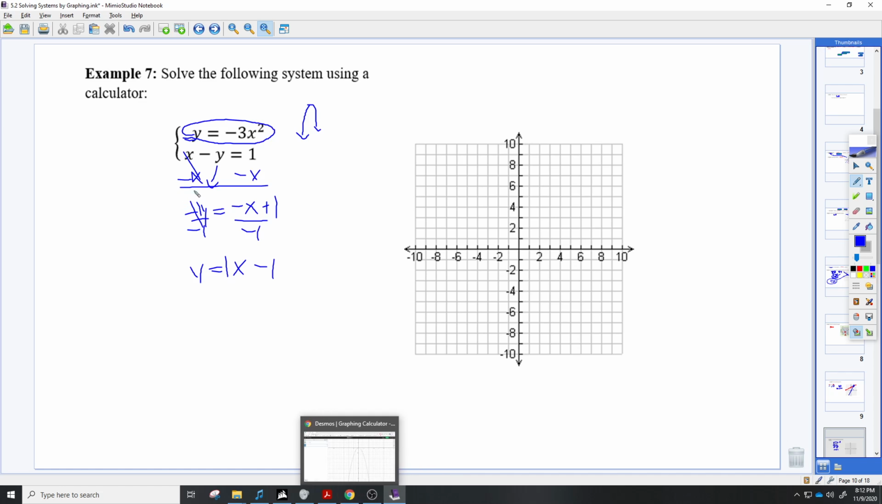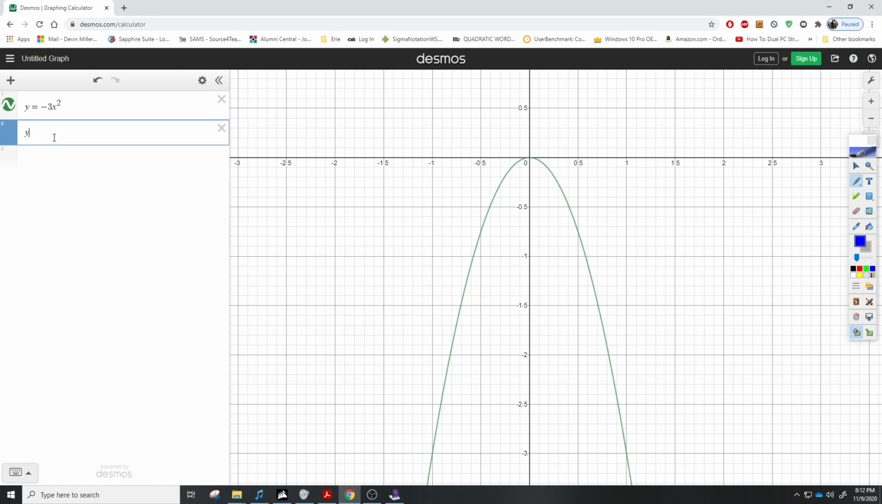I actually don't know if Desmos does this equation. I don't know. I can check then and see. But I'm going to put it in y equals x minus y. Whoops. That's not it. It was 1x minus 1.